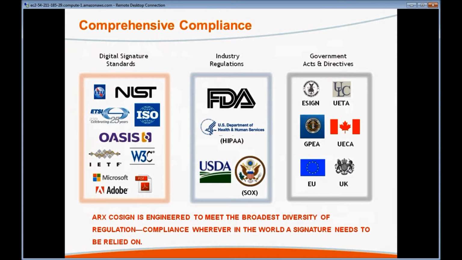So when it comes to compliance, it's worth restating that these signatures are compliant and based on industry standards, including the NIST standards, ITU, ETSI, the European standards, and it also gives you compliance with industry requirements such as FDA, HIPAA, PIPEDA, which would be the Canadian version, etc. All in all, CoSign is engineered to meet the broadest diversity of regulation compliance wherever in the world signature needs to be relied on. We have evidence of this as our product is deployed in 50 countries on every continent other than Antarctica.